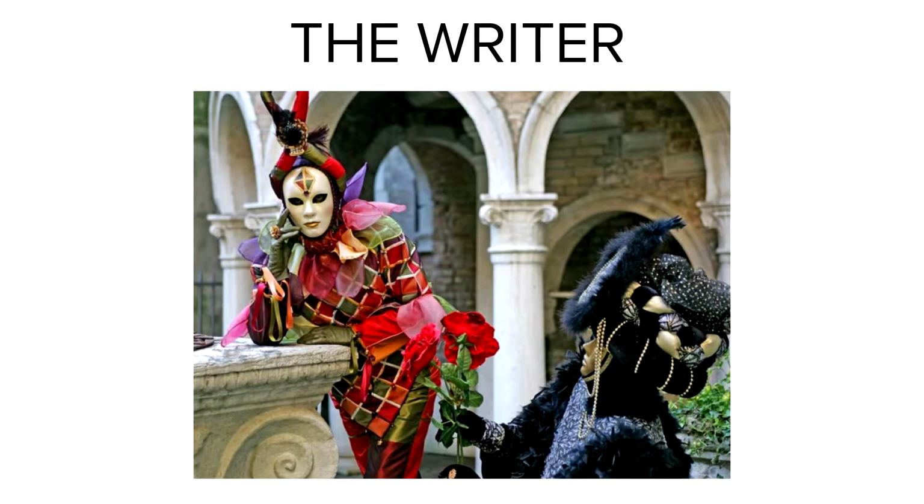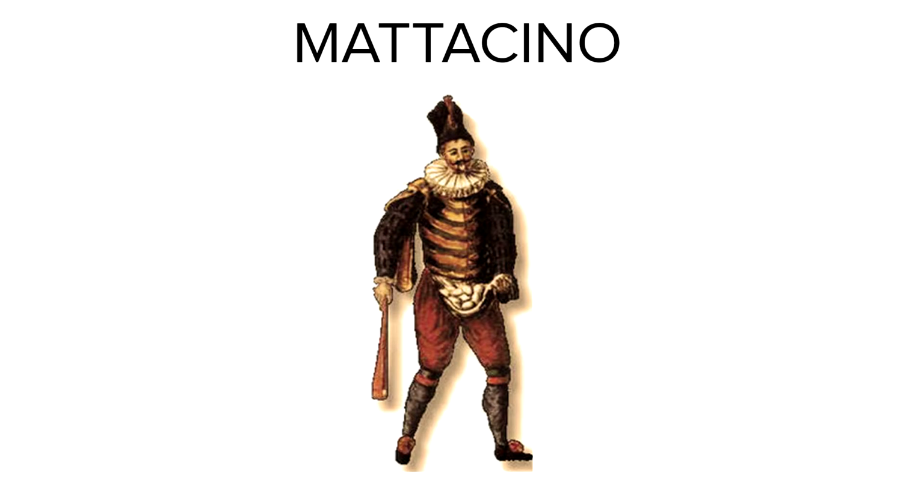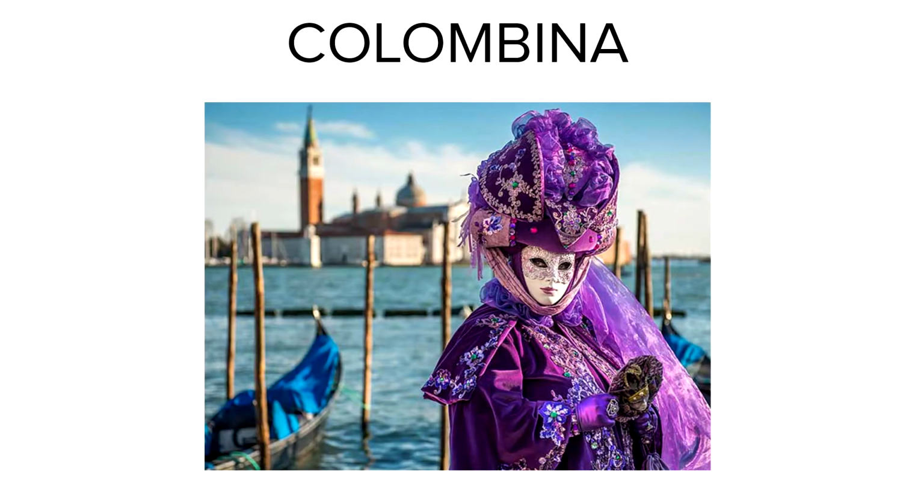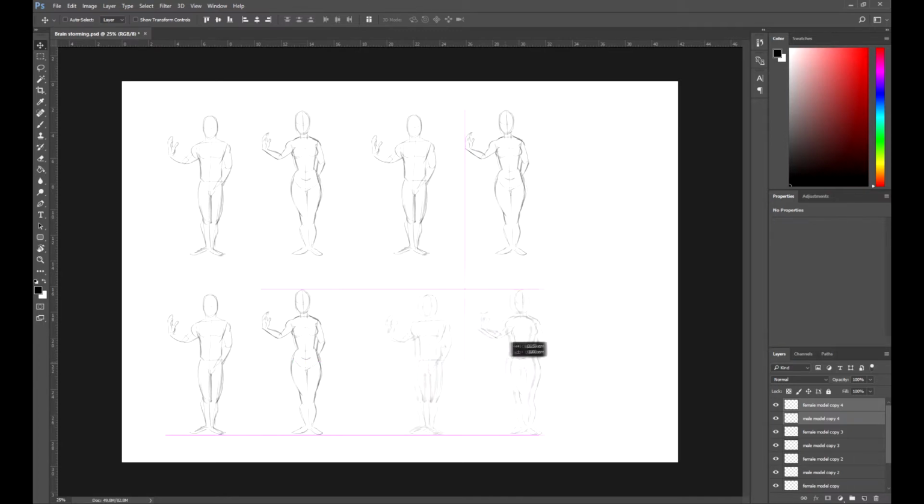The writer is an ironic character, but also well-groomed, rich, and well-dressed. Then we have the Matachino, who is an enjoyable character, who's always having fun. Pierrot is Pantalone's servant and is always rejected by Colombina. Colombina is this one. She's the Harlequin's lover and is always rejecting the Pierrot.